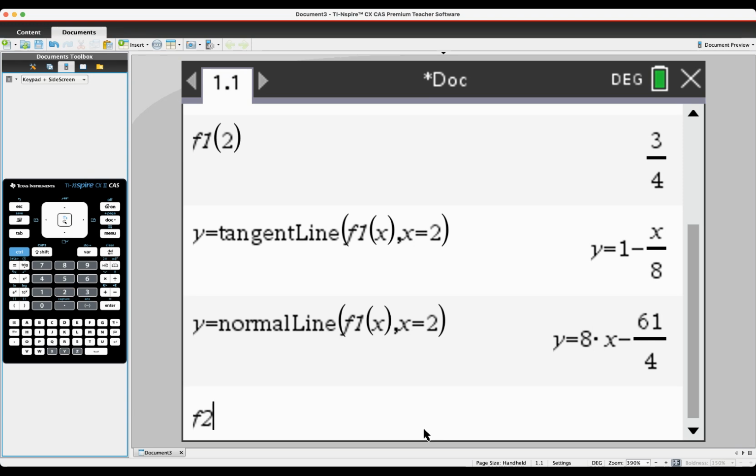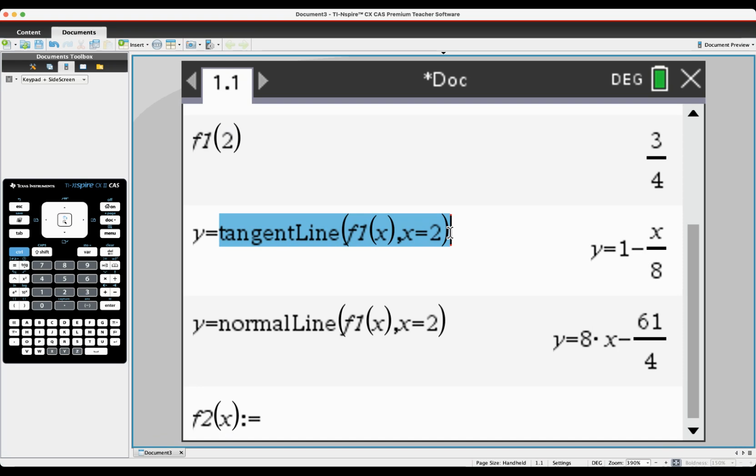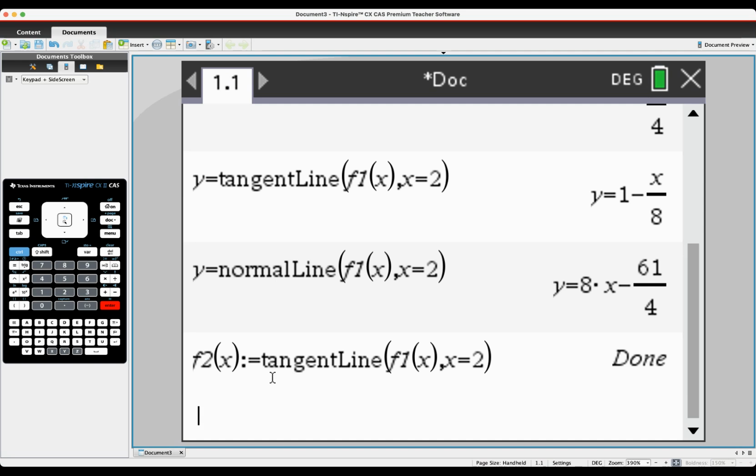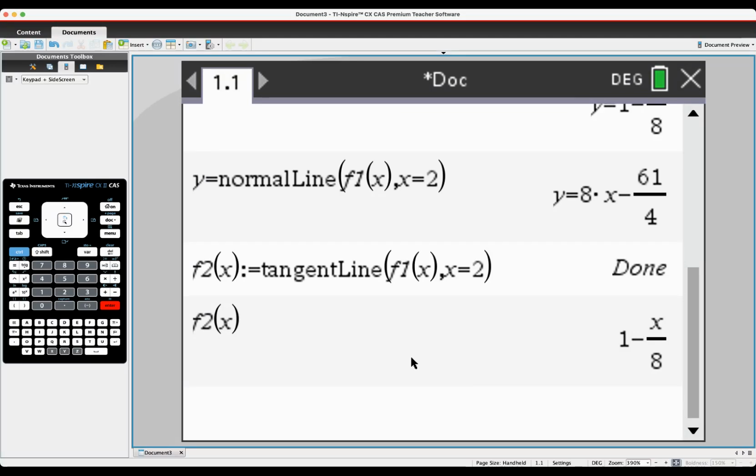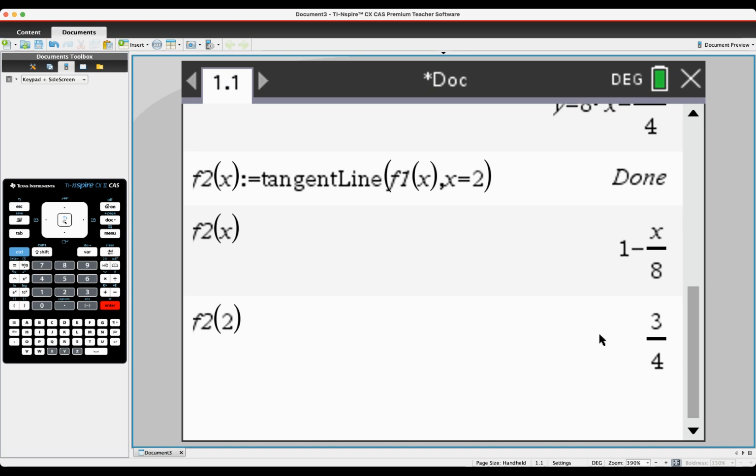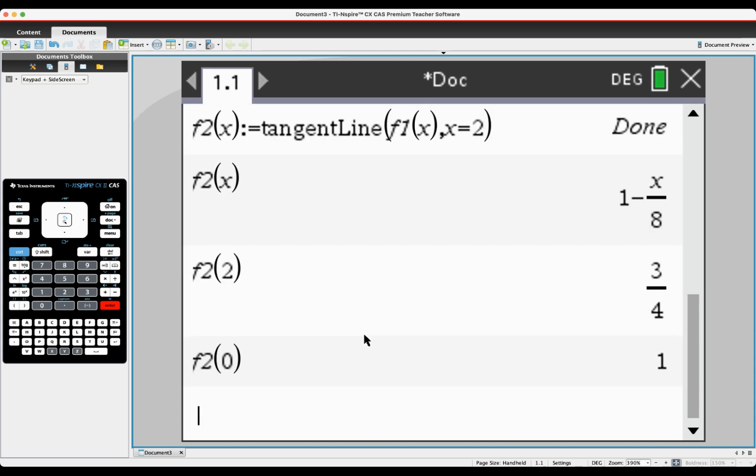Of course, you can do more fancy things if you want to, like say f2 of x becomes equal to the tangent line. I'll just copy and paste it just to save time. And now I've got f2 of x stored in the memory there, 1 minus x on 8. So if it said, what is the value of the tangent at x equals 2? Unsurprisingly, we'll get 3/4 because that's where it's touching f1 of x, and that f1 of 2 was also 3/4. That's as expected.